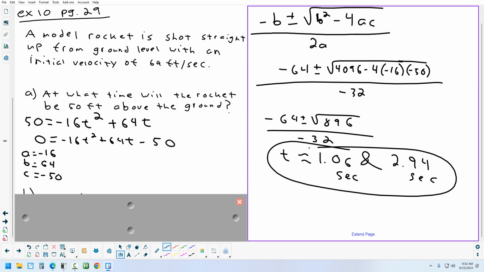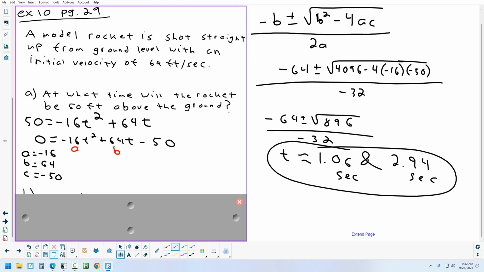Okay, so it's just kind of a review of quadratic formula. It's pretty straightforward as long as you know the formula and how to identify the A, the B, and the C. I can write that down over here just in case. A, B, C. Okay, any questions?